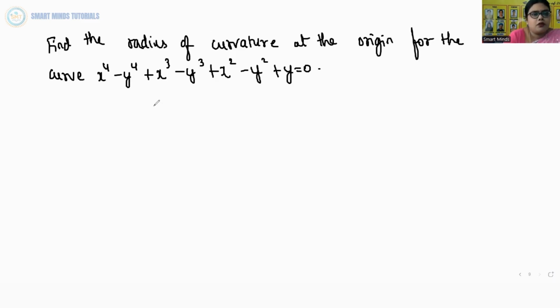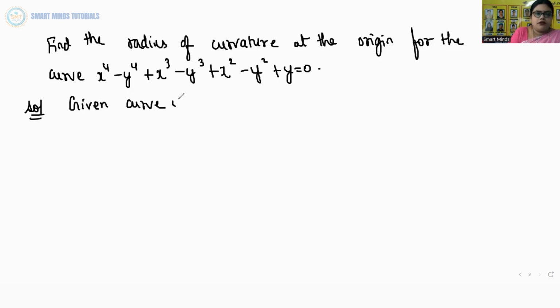Now let's take up another question, that is find the radius of curvature at the origin for the curve x power 4 minus y power 4 plus x cube minus y cube plus x square minus y square plus y is equal to 0. So in the last two problems, we easily found the y value because there was only one y term. But here you have multiple y terms. So it is difficult to find the y value. So in this case, let's see how to find radius of curvature. So first we will write the given curve.